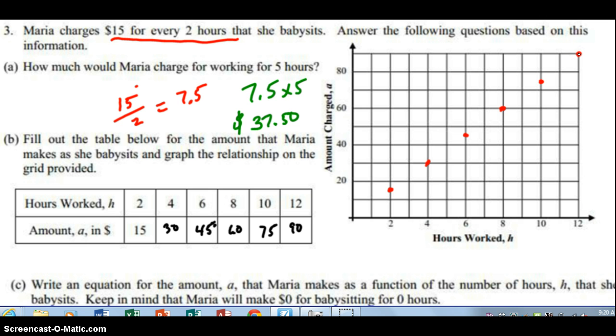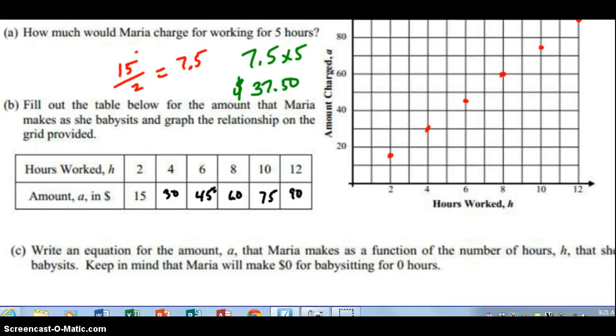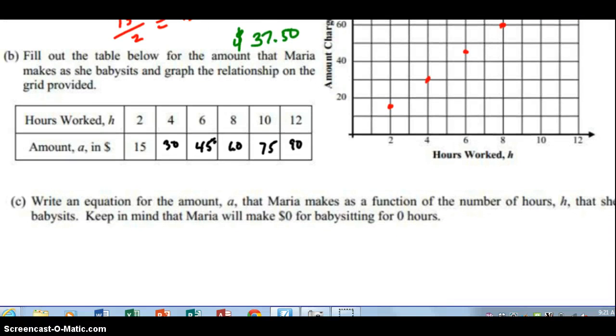Write an equation for the amount A that Maria makes as a function of the number of hours that she babysits. Keep in mind that Maria will be making $0 for babysitting 0 hours. You know what they're saying right there? When we write this out, isn't it going to be A is equal to 7.5H plus 0? 7.5H plus 0? I just want to try something here.